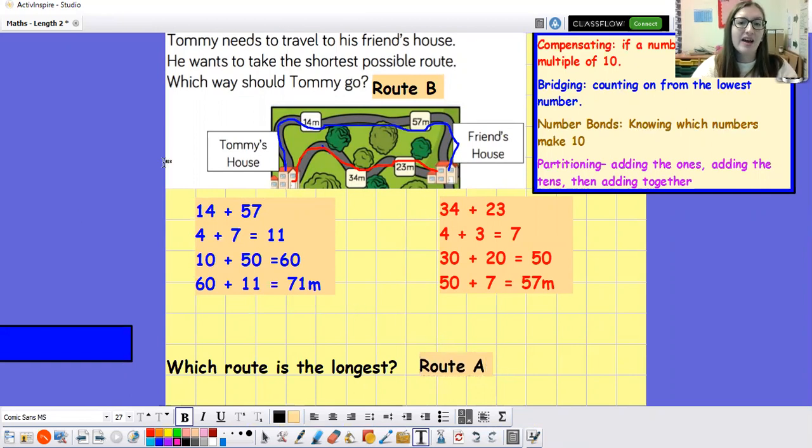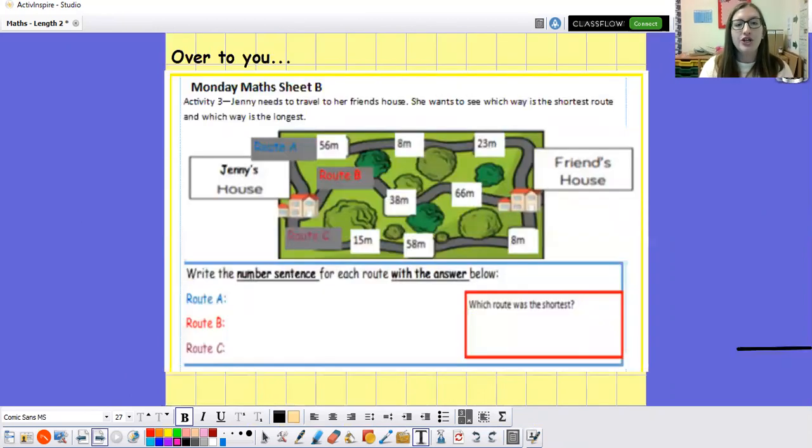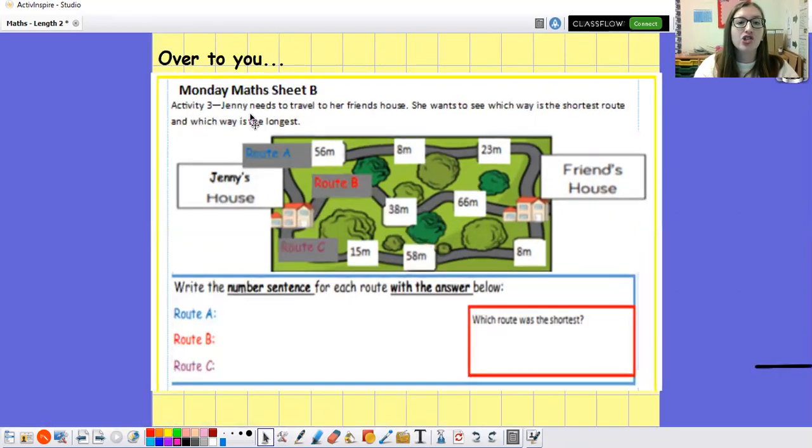Okay, so now that we've had a practice of that one, I want you to see if you can have a go at this one. This time there's 3 routes, A, B, and C. See if you can work out which way Jenny should go. That's going to be the shortest route. And as an extension, which way is going to be the longest route for her? You can write your number sentences down here and see if you can work it out.